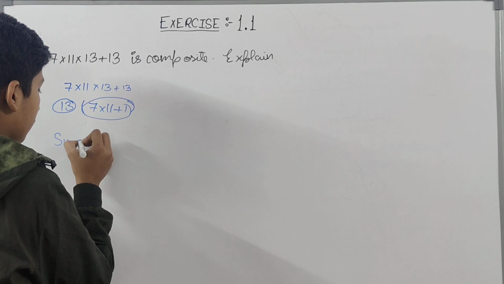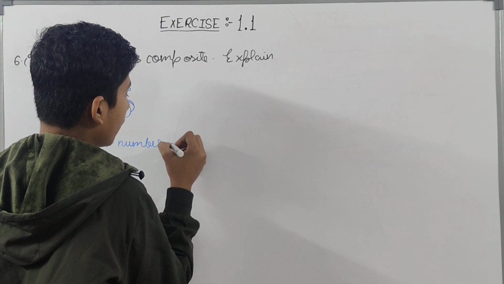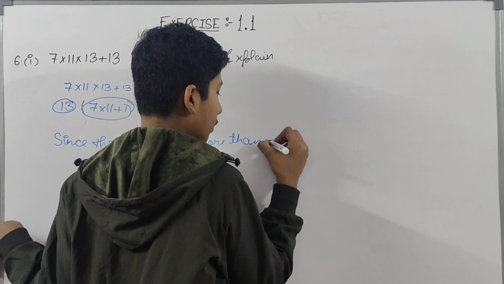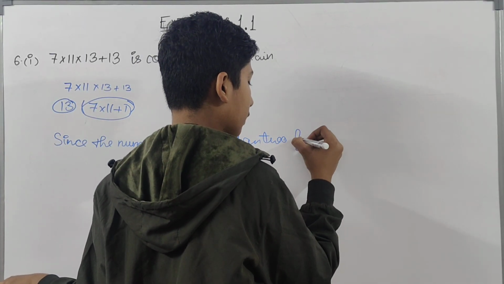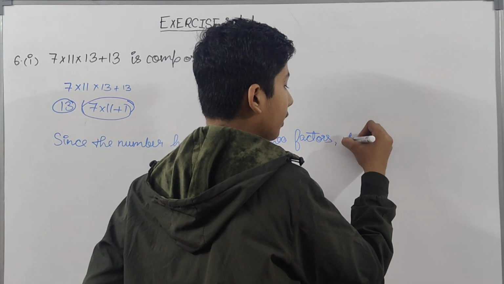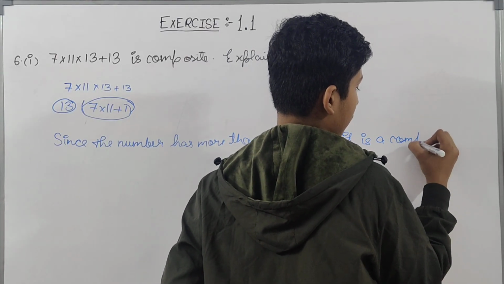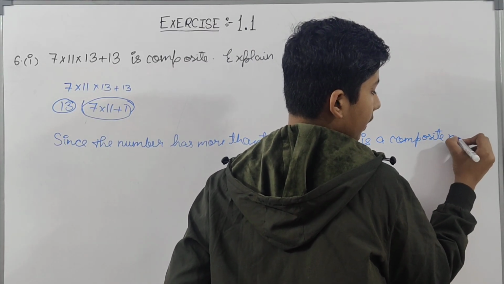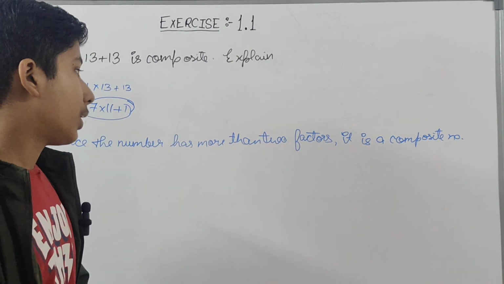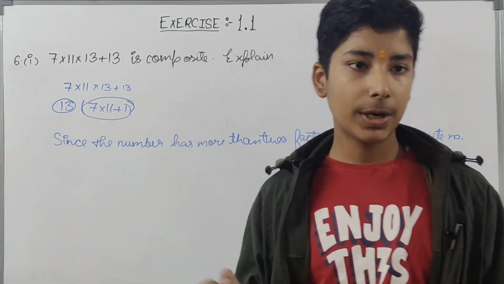Since the number has more than two factors, it is a composite number. Approaching the next part, we'll do it right now.